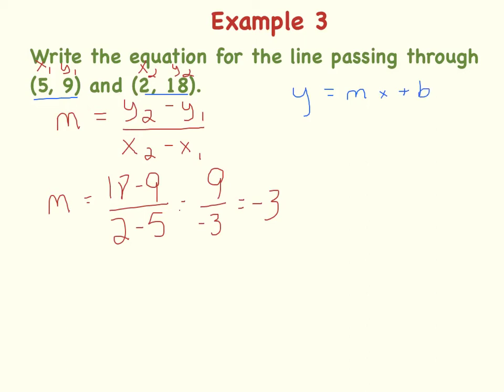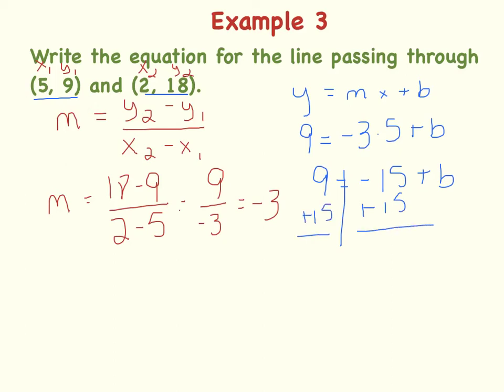Well, let's see. y is 9, our slope is -3, x is 5, plus b. Well, -3 times 5 is -15, plus b. Add 15 to both sides of our equal sign. Well, 9 plus 15 is 24, equals b. So b is 24, m is -3.